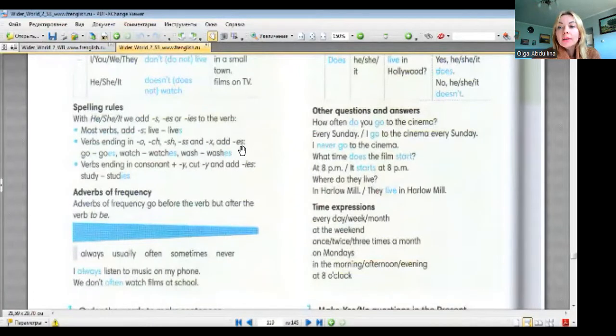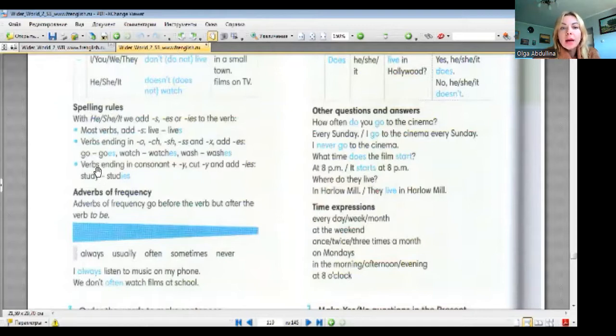Well, this fact can be easily explained. If you say just watch and you add just S, і ви додаєте просто S, then it's going to be watches. So tell me, is it comfortable for you to say that? То чи зручно це промовити? Ні, не зручно. That's why we are supposed to add es and then it will be watches. Wash, washes. І ми запам'ятовуємо просто, що якщо на літеру O закінчується, як слово go, наприклад, то ми додаємо es.